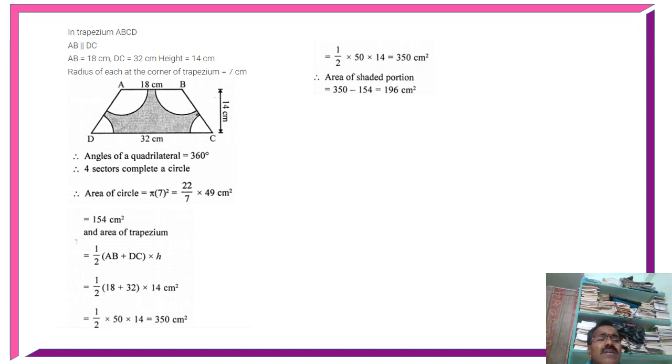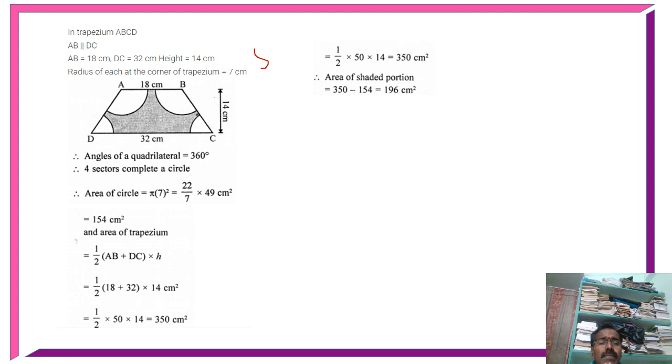In the next slide, again a trapezium is given, and the corners each have a radius of 7 centimeters. This is 7, this is 7, this is 7, this is 7. Each sector has radius 7 centimeters. The 4 sectors together are nothing but one circle.